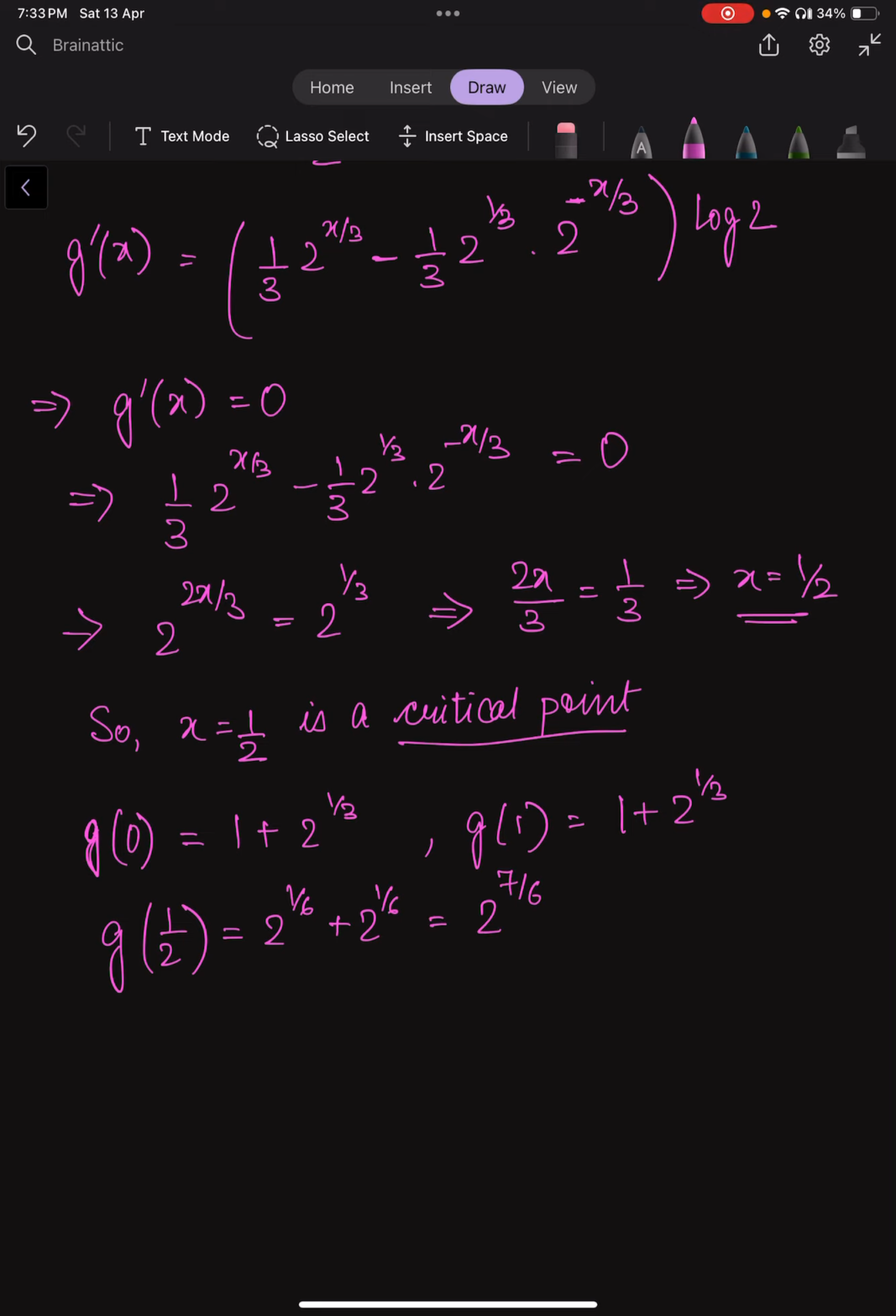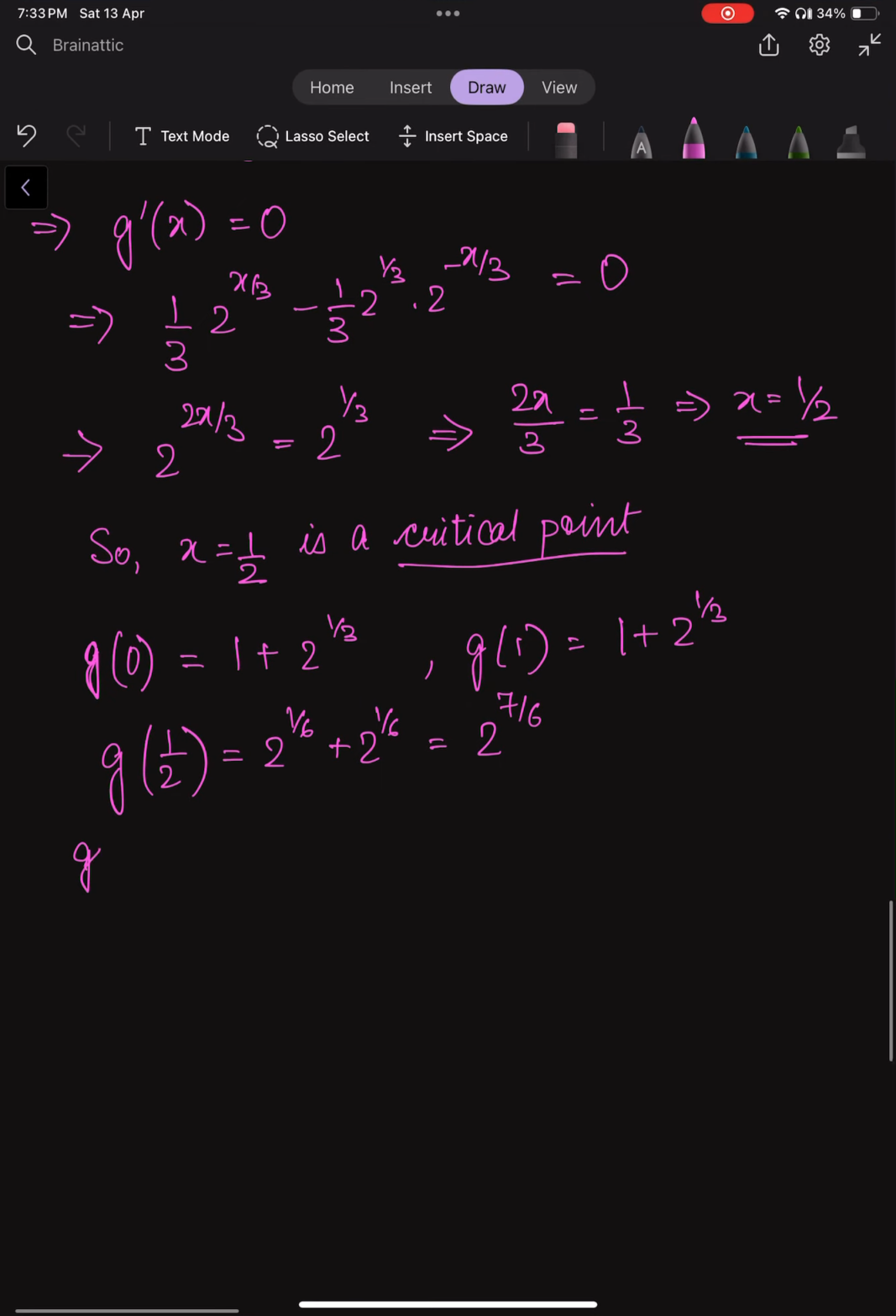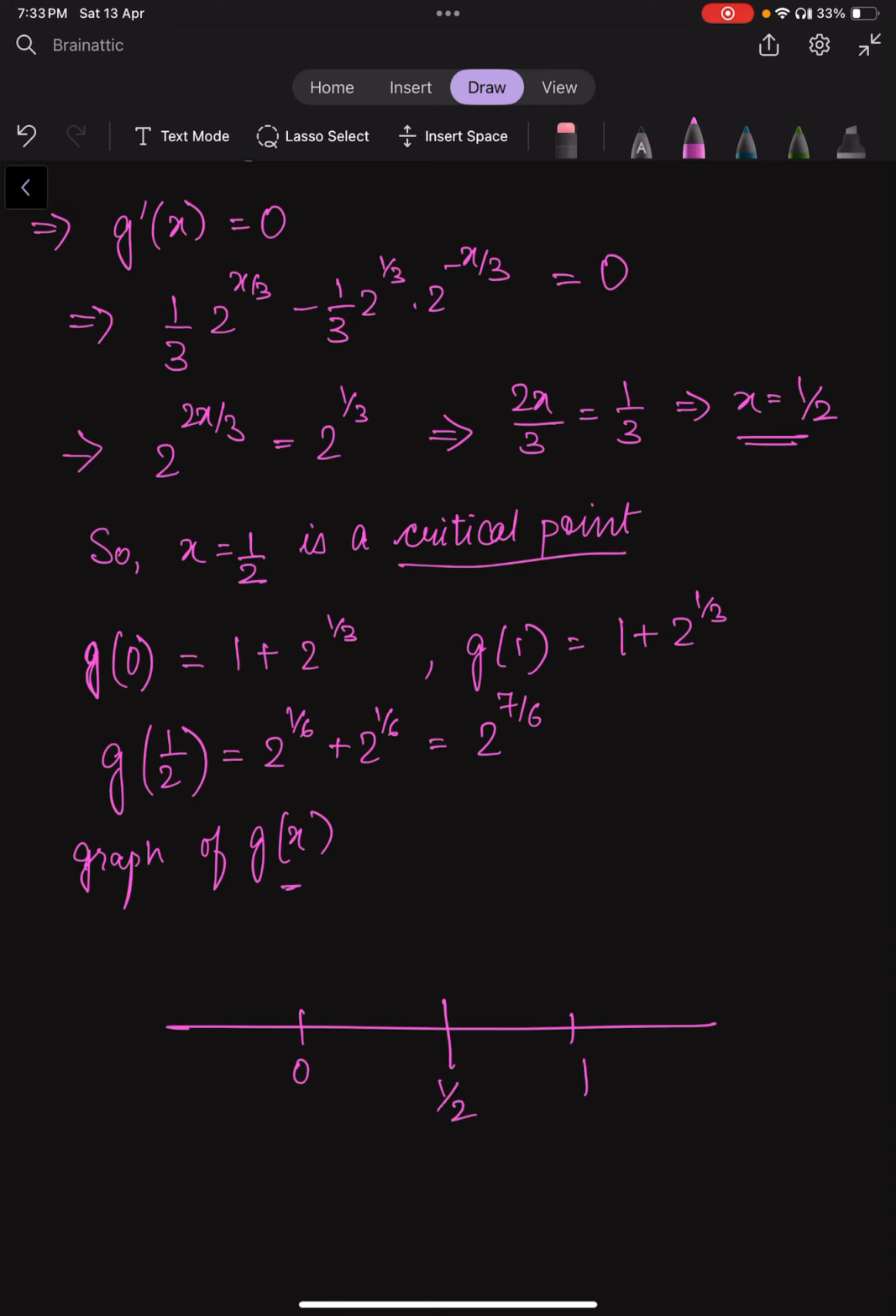Now, if we are asked to draw the graph of g of x, how will it look? We have all the points which are important to us: 0, half, and 1. We saw that this point is (0, 1 plus 2 power 1 by 3). This value we found out to be 2 power 7 by 6. You can check it yourself, the value is lower. And this value is again (1, 1 plus 2 power 1 by 3). So obviously the graph is somewhat of this nature.